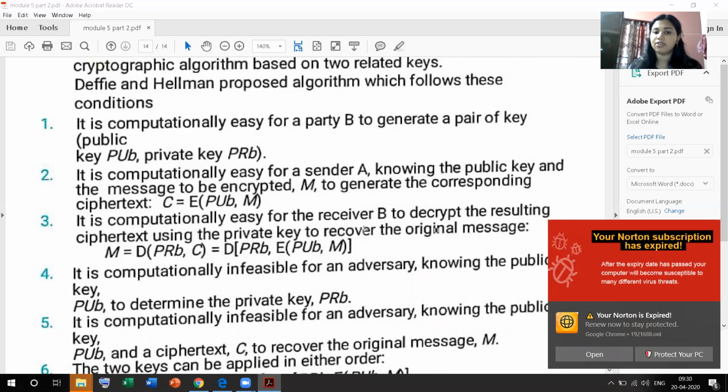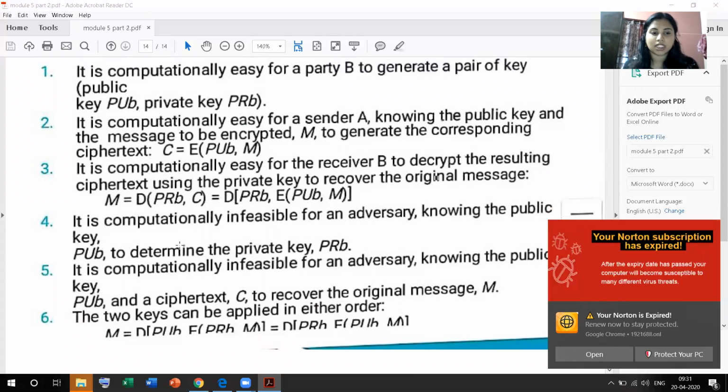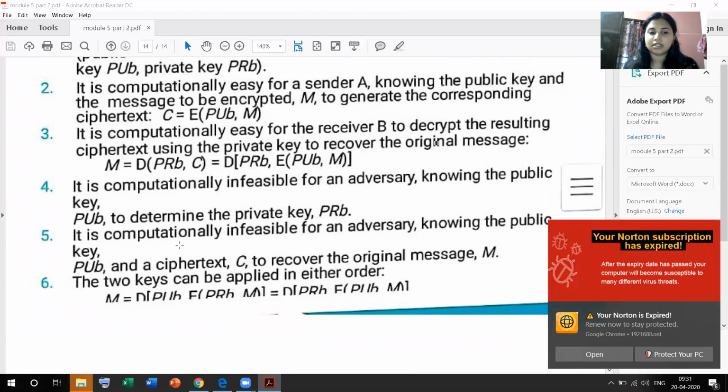Third, it is computationally easy for the receiver to decrypt the resulting ciphertext using the private key to recover the original message. That is, in the receiver we have decryption D with the private key PRb and ciphertext C, so that D(PRb, C) = D[PRb, E(PUb, M)] = M. Finally, it is computationally infeasible for an adversary knowing the public key to determine the private key.